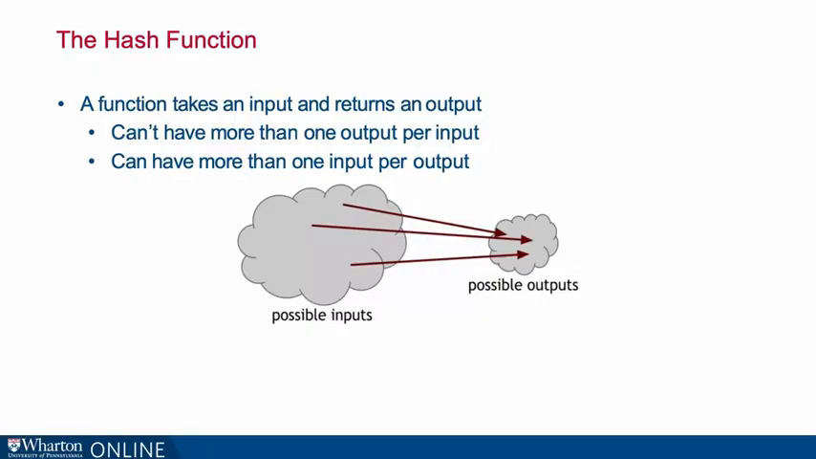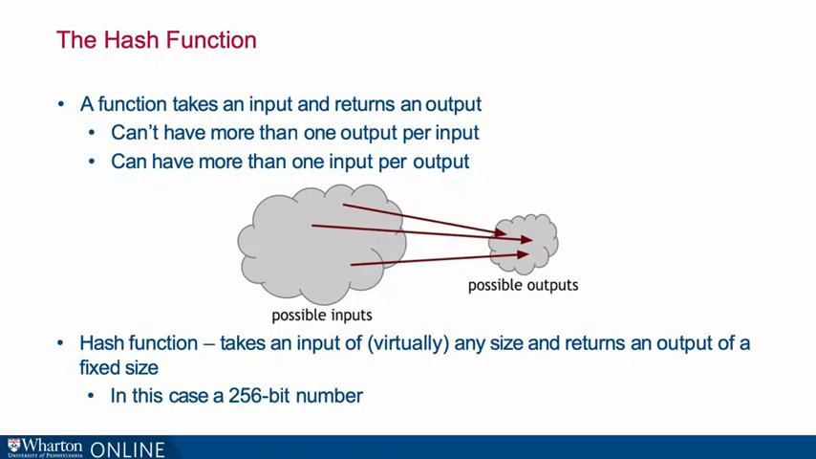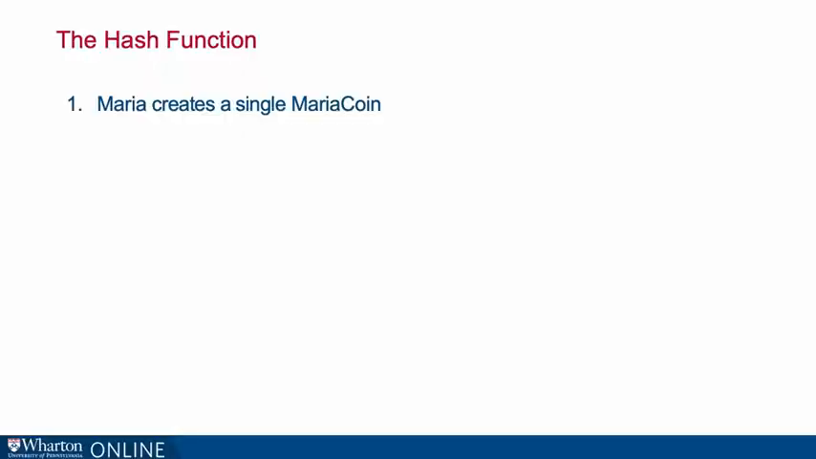Now, imagine a function that maps an enormous space into a very small space. That's what a hash function is. It takes an input of virtually any size and returns an output of a fixed size. And we will be interested in a particular kind of hash function, a cryptographic hash function. And in this case, the hash function will return a 256-bit number. And what are the possible inputs? Really, almost anything.